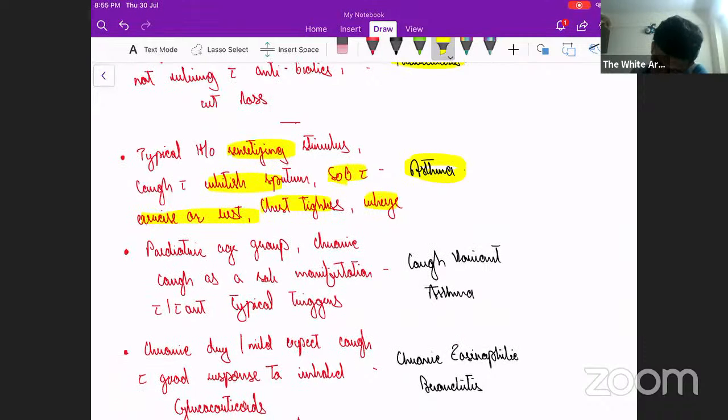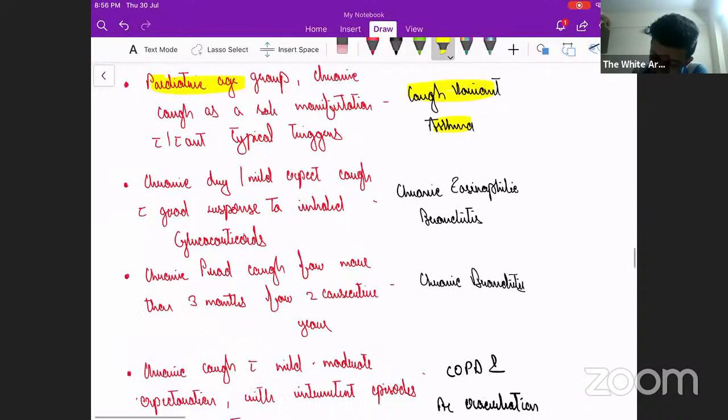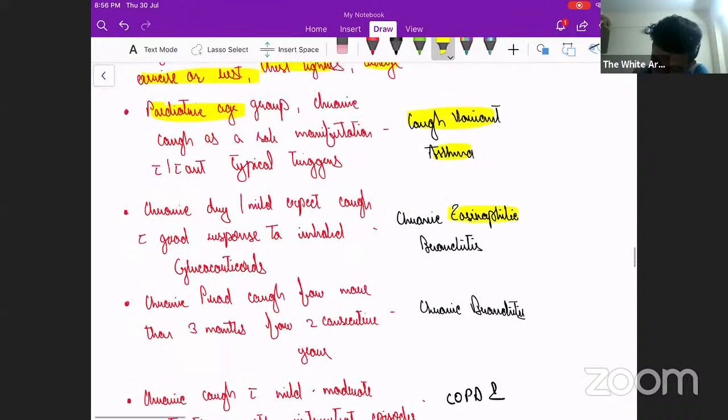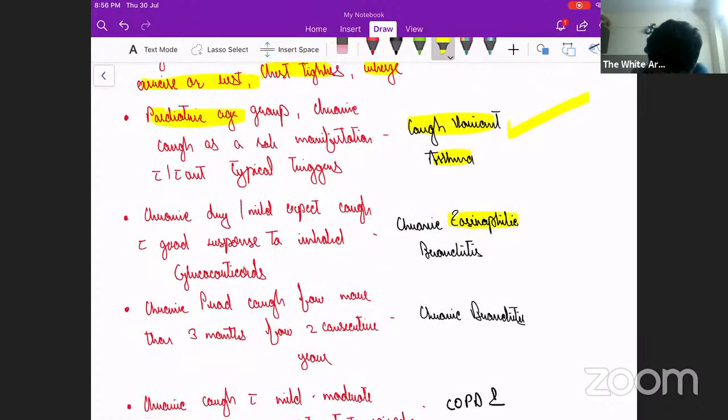Okay. Next, there can be cough variant asthma, which just now we saw, usually in the pediatric age group, and only chronic cough will be the presenting symptom. Next comes eosinophilic bronchitis. This is also chronic, somewhat similar to cough variant asthma. It also presents with chronic cough. There won't be any other stimulus. There won't be any improvement also. But the thing over here is the methacholine challenge test will not be positive, and there won't be any obstructive features. Okay. So over here, this responds well to inhaled glucocorticoids.